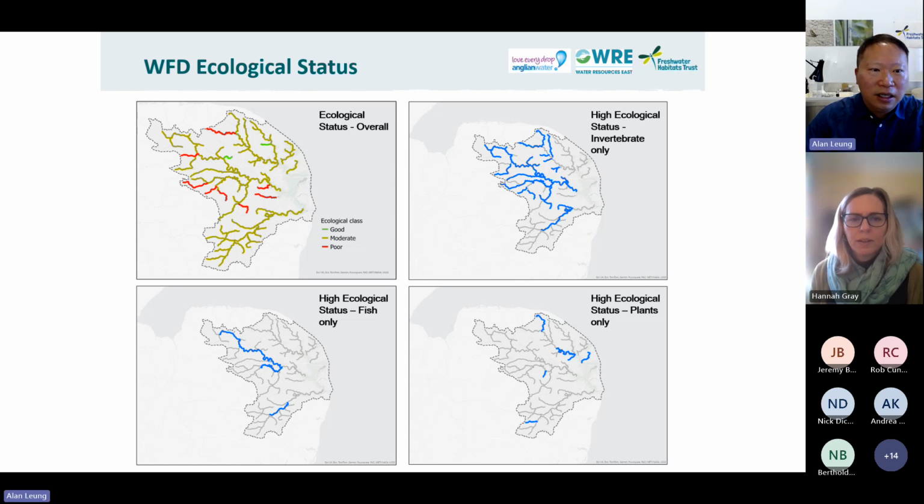We are interested in the Water Framework Directive ecological status. When we look into the water bodies, we try to look at whether they have an ecological component, such as invertebrates, fish, or plants. Plants here refers to higher plants like the macrophytes and the phytobenthos. So we have found out which water bodies have high ecological status in terms of one of the ecological elements.